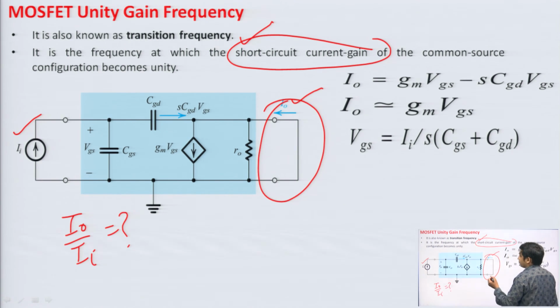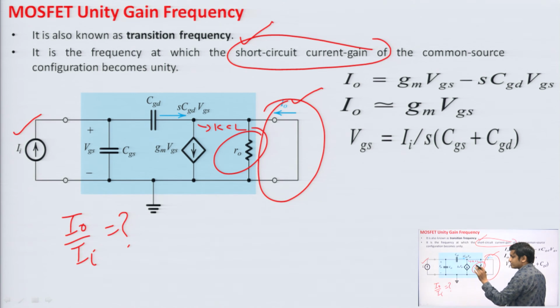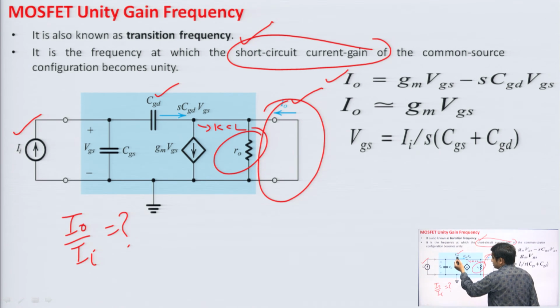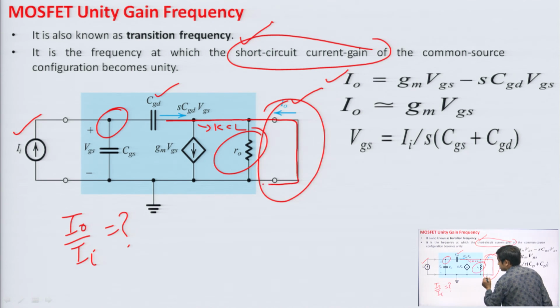Now you can see that if you apply KCL at this node, the incoming current is equal to the outgoing current. Just consider this Ro is very high, so there is no current flowing through Ro, just for simplification purposes. So the equation will be incoming current equal to outgoing current, and what is the current flowing through this CGD? It will be determined by the voltage drop across CGD. You can see that one terminal of CGD and CGS is connected, and the other terminal is also connected.